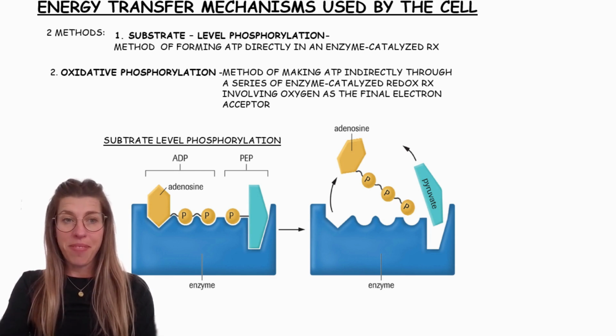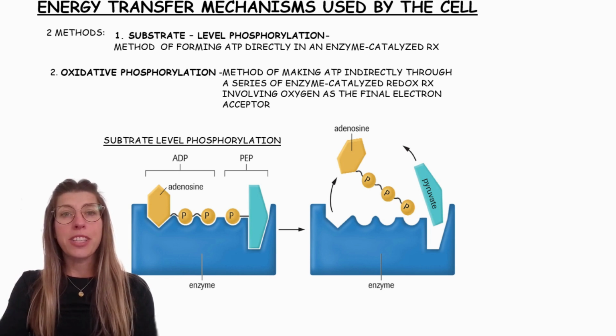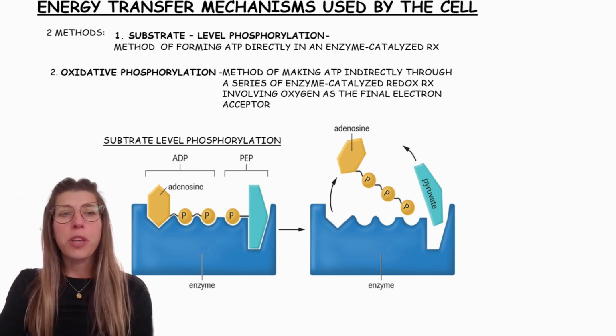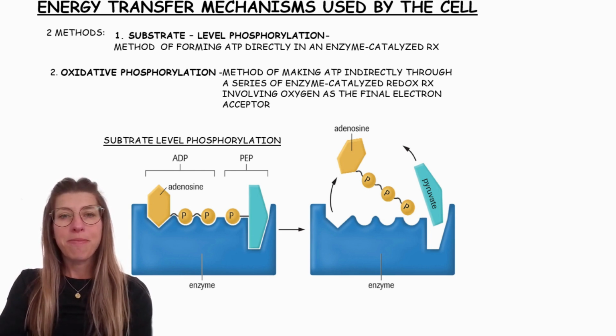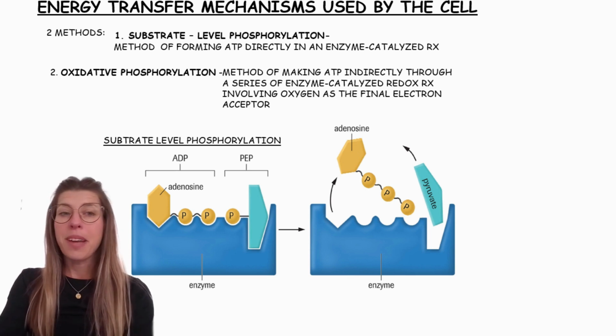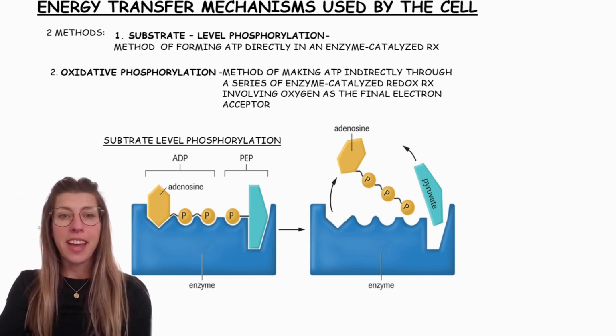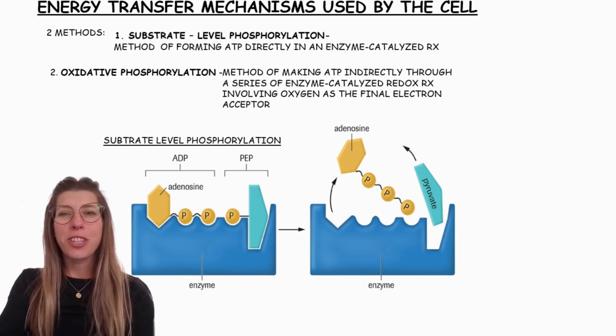So there are energy transfer mechanisms that can be used by this cell. How do we transfer energy into the cell? And there are 2 methods, which we'll be talking about a lot in these processes. So the first one is substrate level phosphorylation. So this is a method of forming ATP directly in an enzyme catalyzed reaction.